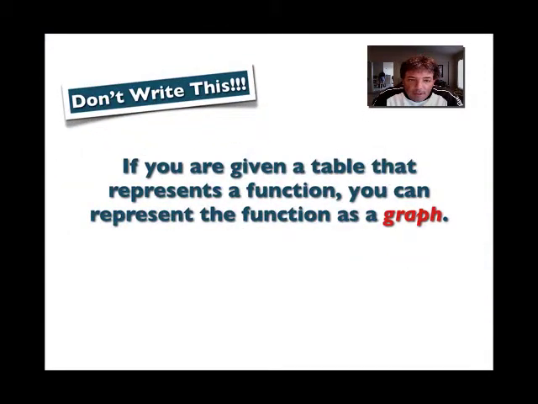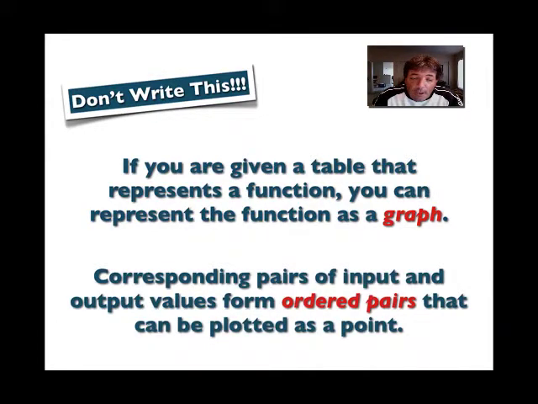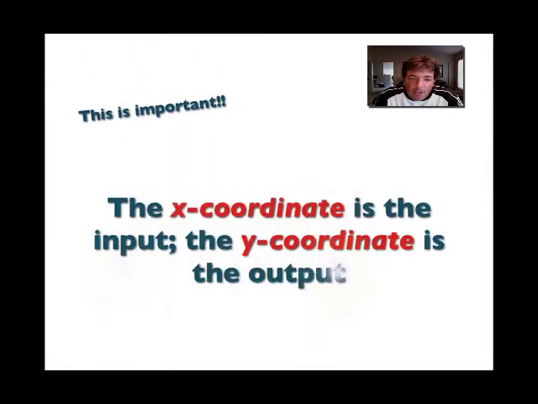Now, you already know this, all right? When you're given a table and it represents a function, you can show the numbers in the table as a graph. So what you're going to get are input and output numbers. Those are the x and the y values, and those are ordered pairs that we can put on the graph as a point. Just to review again, the x coordinate, that means going across, is the input, and the y coordinate is the output. So input refers to the x coordinate, and the output refers to the y coordinate.